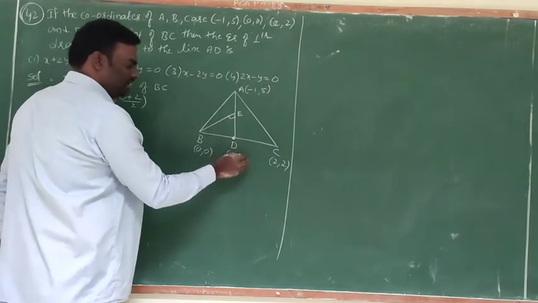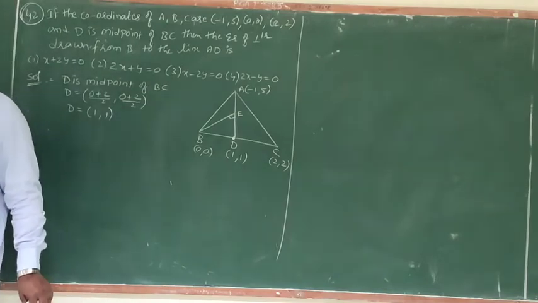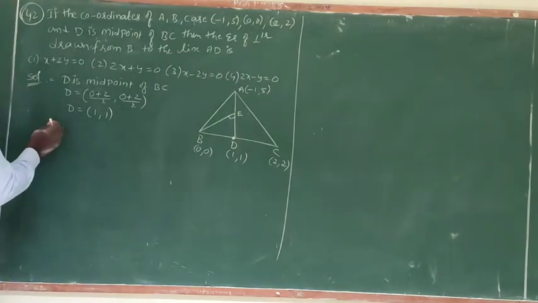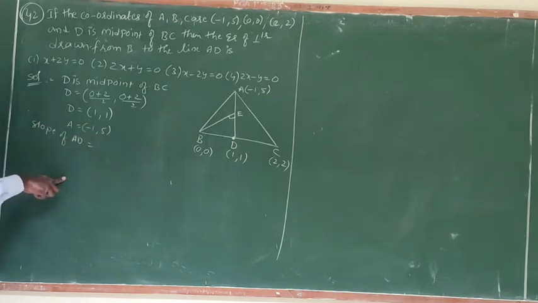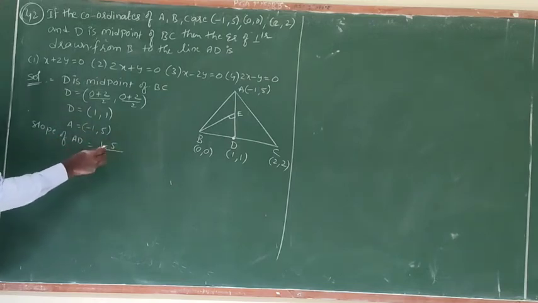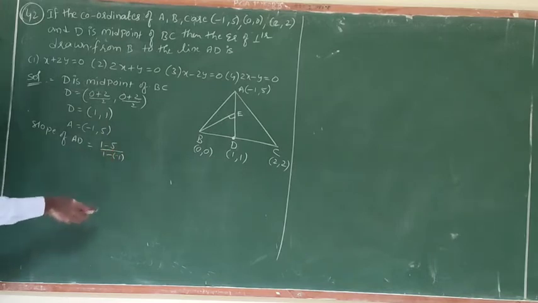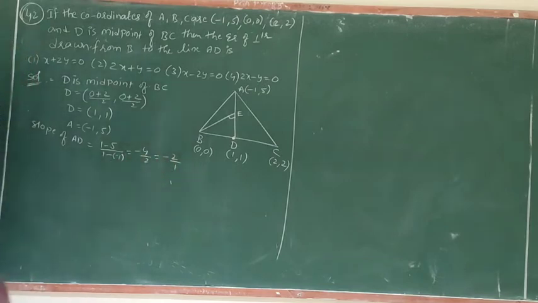Now this is 1 comma 1. Next I am finding the slope of AD. Now A point is minus 1 comma 5, and D point I got. What is the slope formula? Two points are given: (y2 minus y1) by (x2 minus x1). Then you can write (1 minus 5) by (1 minus (minus 1)). That is minus 4 by 2, that is minus 2 by 1. This is the slope of AD.